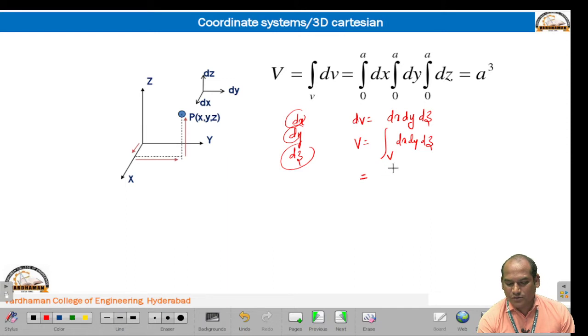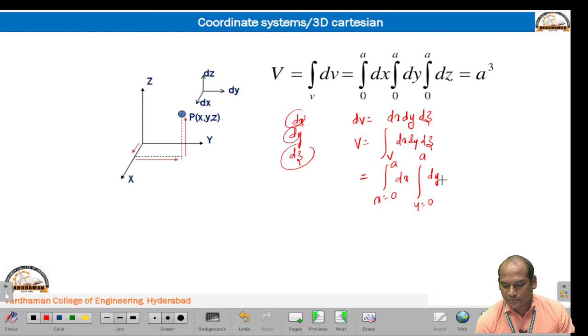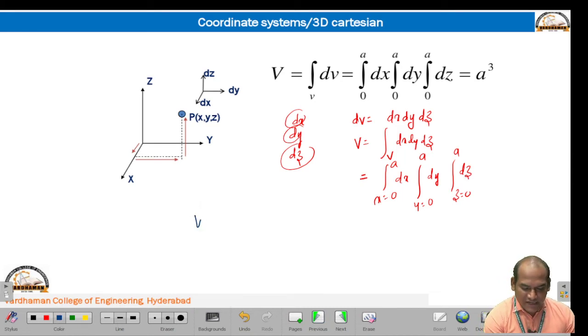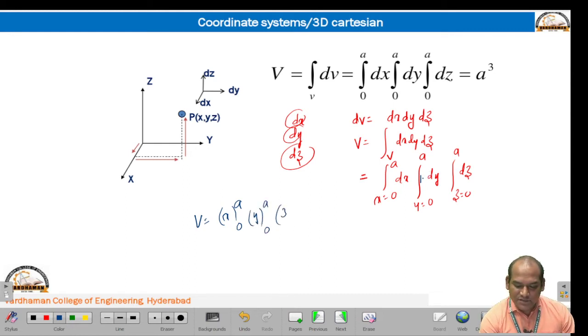So it is equal to integral x from 0 to a dx, integral y from 0 to a dy, integral z from 0 to a dz. So we can write volume is equal to integral of 1 with respect to x is x, limits 0 to a, integral of 1 with respect to y is y, limits 0 to a, integral of 1 with respect to z is z, limits 0 to a, that is a into a into a. If you substitute the limits you will get a cube.